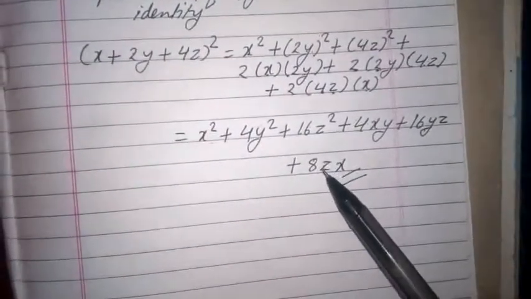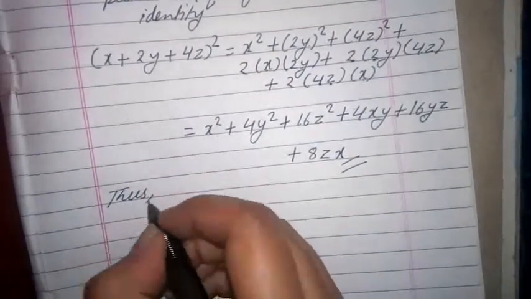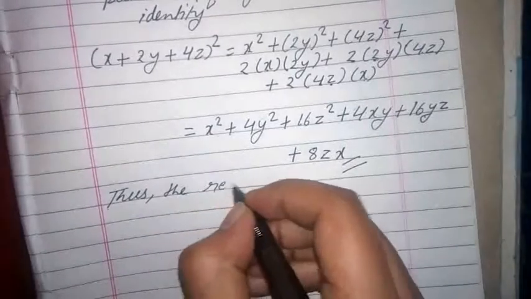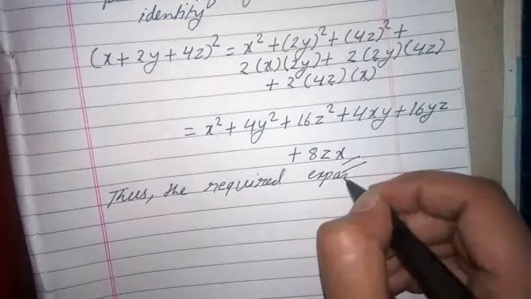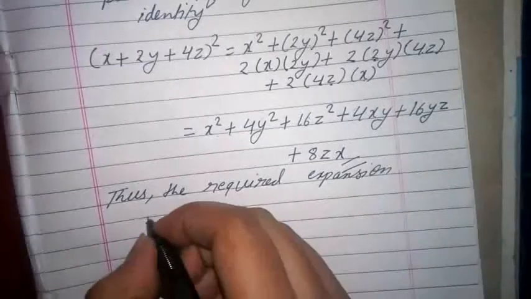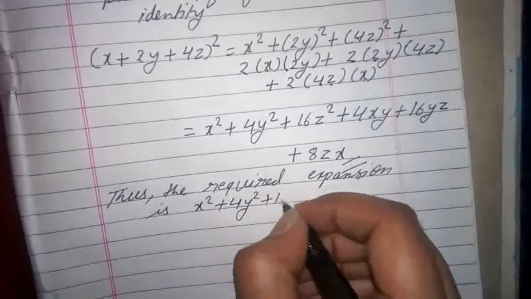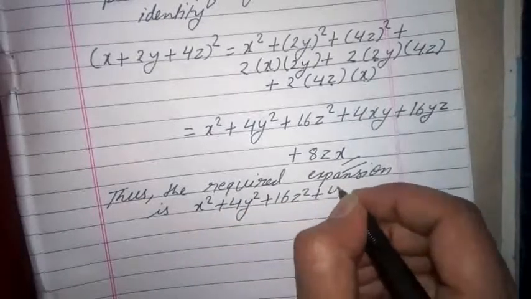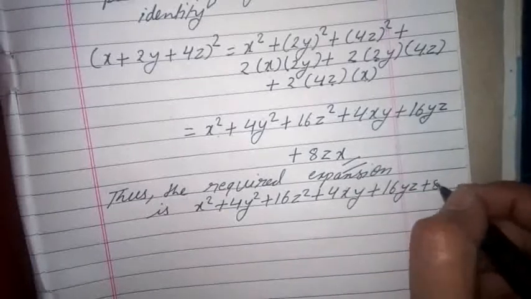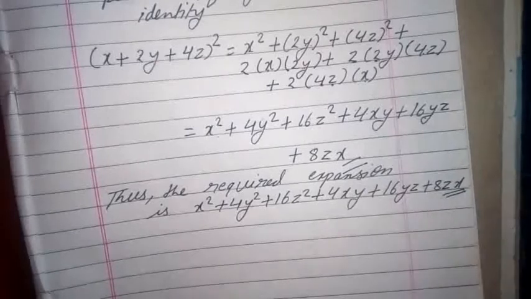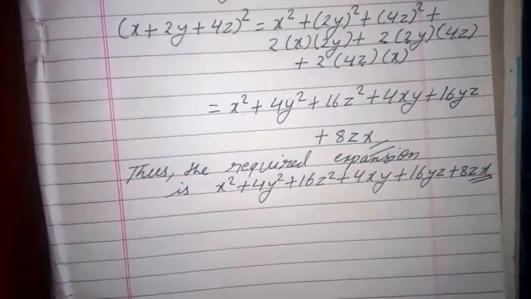We have to write in the end that thus the required expansion is x square plus 4y square plus 16z square plus 4xy plus 16yz plus 8zx. That's it. Now the second part of the question.